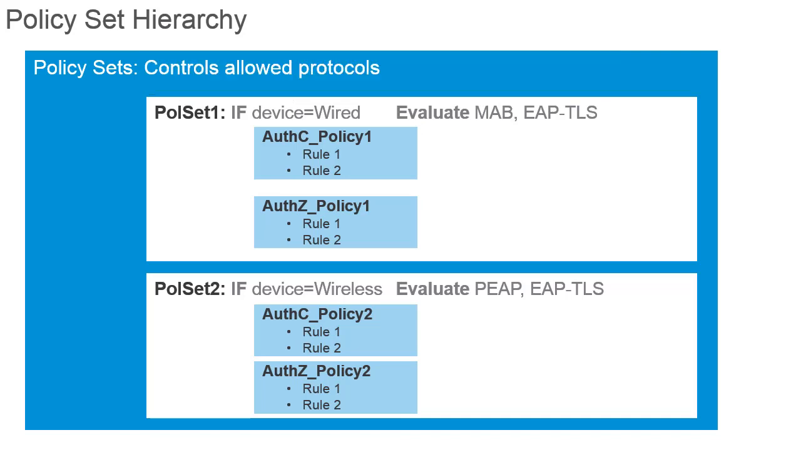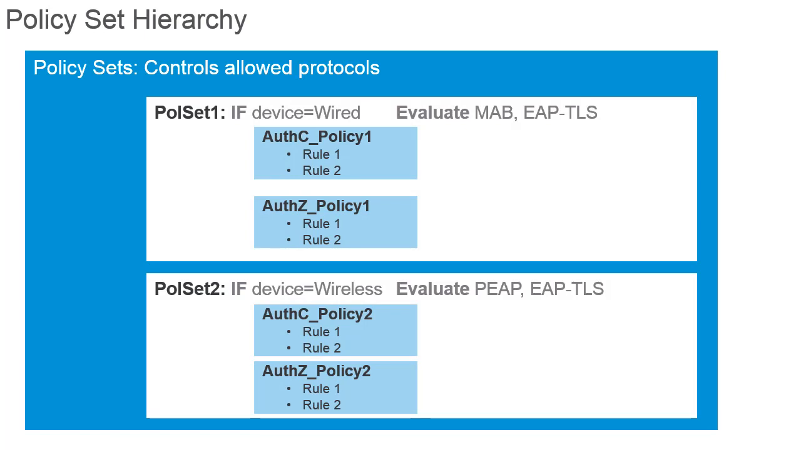Policy sets are processed top-down, very much like an access list. Because PolSet1 is listed first, its conditions are checked first. If those conditions are not met, in other words, it's not a wired user, then PolSet2 is checked. PolSet2 will be used for wireless endpoints. These users may only authenticate via PEAP or EAP-TLS, and they are authenticated with Auth-C Policy 2 rules and authorized with Auth-Z Policy 2. So, policy sets are the top level of the Cisco ISE policy system.